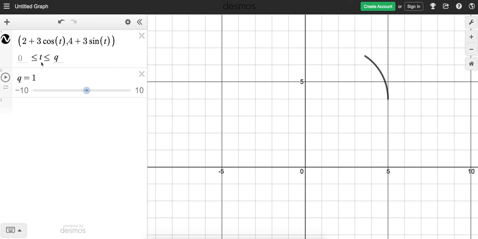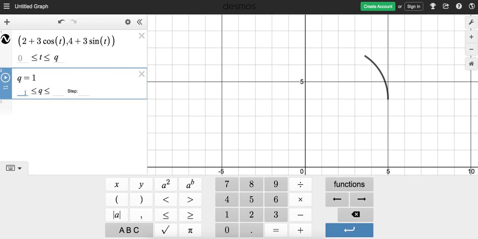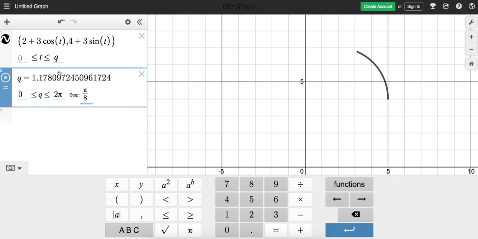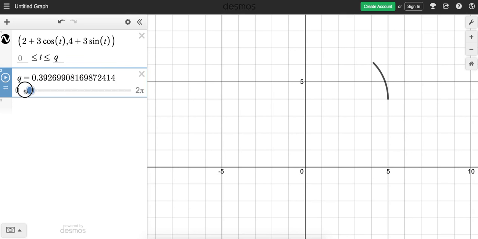Now, the values of t are going to be greater than or equal to 0, but less than or equal to Q. And don't worry about the less than 2 pi versus less than or equal to 2 pi that we talked about. That might just be the difference in many cases between closed circle versus open circle, as it usually is. So we know that Q is going to go from 0 all the way up to 2 pi. And we can even change the step, so let's do pi divided by 8. Okay, and then we'll press enter. And we'll slide Q all the way back to 0.